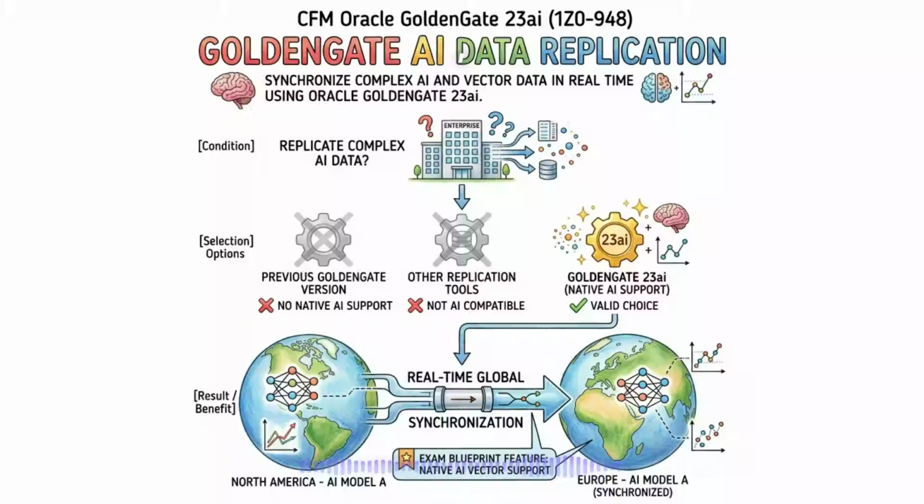One of the most exciting additions to the 23i release is the native support for artificial intelligence and vector databases. Vector databases are specialized systems that store complex AI data, and GoldenGate 23i can now replicate this highly complex data just as easily as standard text. This means companies can now keep their global artificial intelligence models synchronized in real time across different continents. While we will dive deeper into this later, you need to know right now that AI vector support is a defining feature of the 23i release.